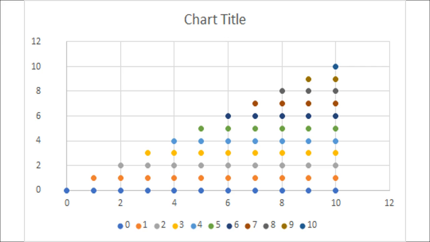Here is the graph I have plotted. There are 66 total combinations. I'll try to make sense of this 66 combinations for you later in our next part.